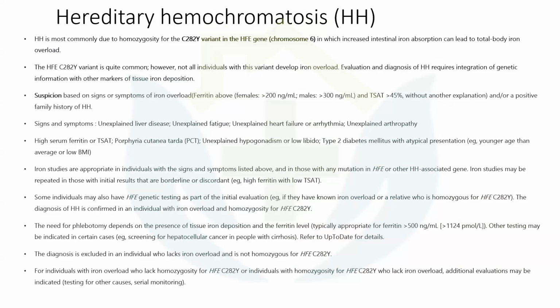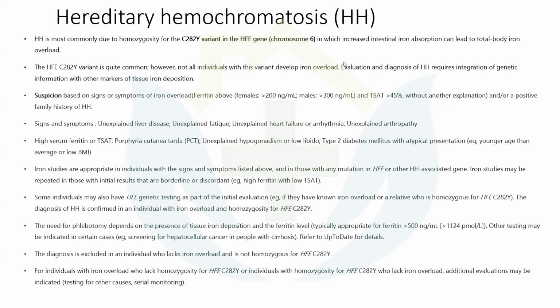Next. So next is iron accumulation, I mean iron overload disease. Here I'll discuss hereditary hemochromatosis. This is also a genetic problem, where homozygosity for the C282Y variant of the HFE gene on chromosome 6 results in increased iron absorption and deposition of iron in the body.